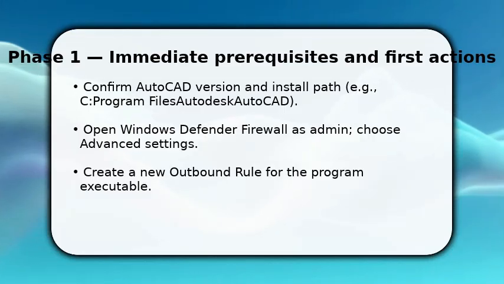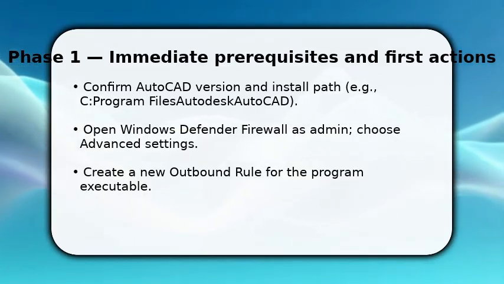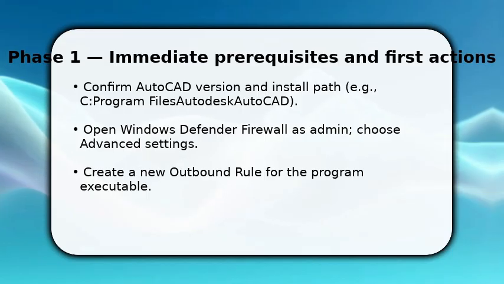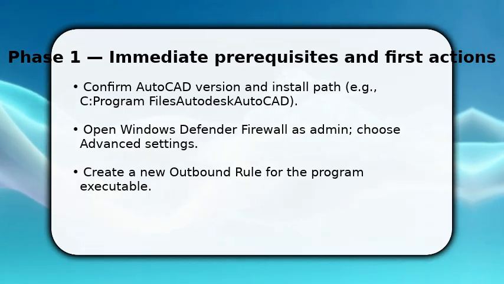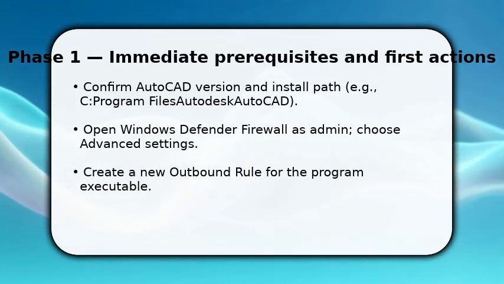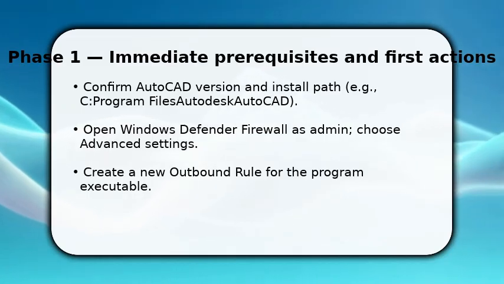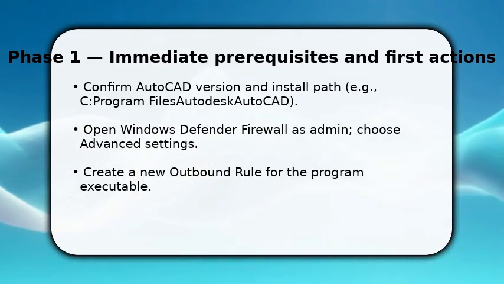You begin by confirming the Autocad executable location. This matters because rules target that file. Once located, run Windows Defender Firewall as an administrator. You need elevated rights to change rules. Create a new outbound rule and select program, then browse to the Autocad exe.